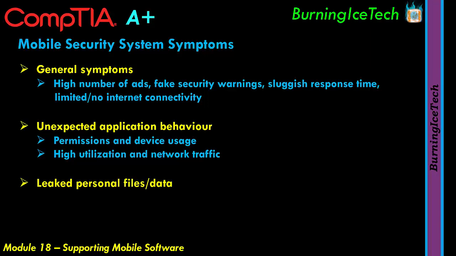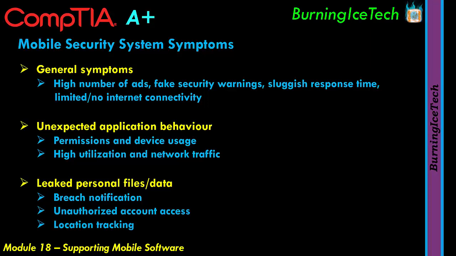Lastly, leaked personal files or data. So if you start noticing that your files or data has been leaked, I don't know how you're going to notice that on a phone or a tablet, but if you're under the impression that some of this stuff is being leaked, that could be a concern as well. So this falls into things like breach notification, unauthorized account access, or location tracking.